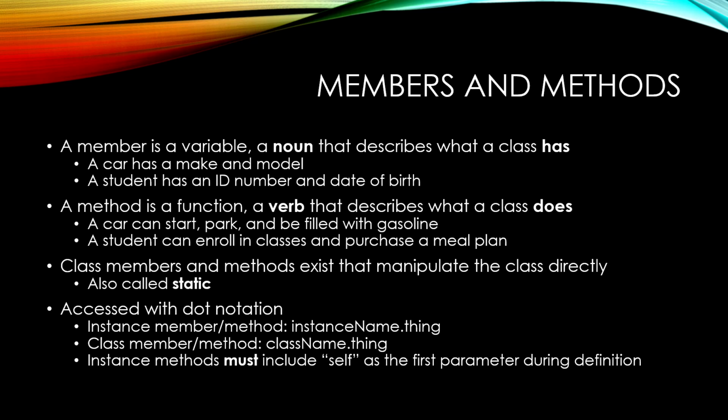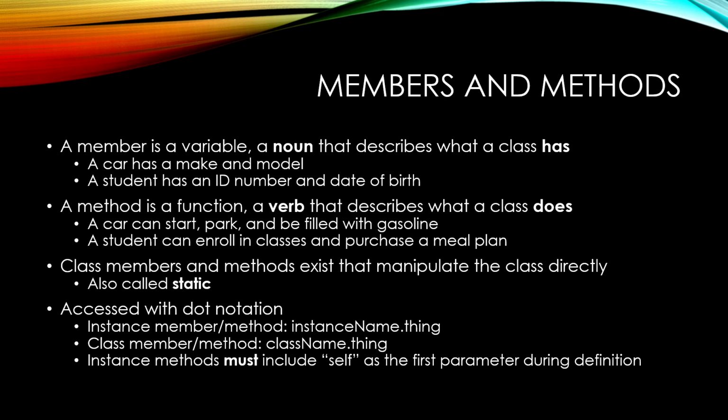So, moving on from that, we talk about members and methods. First off, a member is a variable contained within a class. These are all nouns. A car has a top speed. It has a fuel mileage. Things like that. So, a member, think of members as nouns. Another example here, student has an ID number and date of birth.